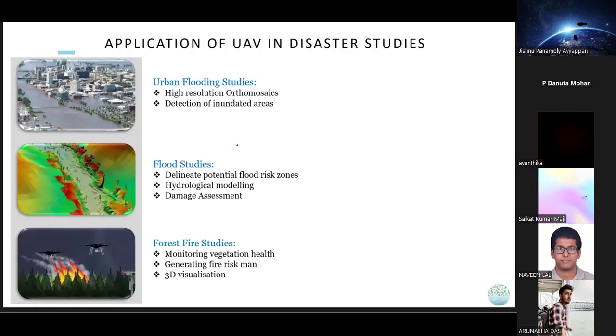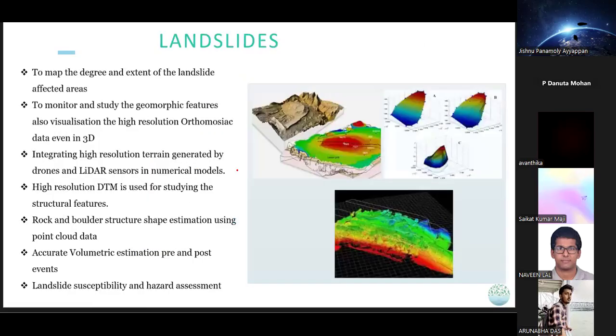And in flood studies also, I would like to add a point, that is, we can study about the amount of changes in the river dynamics that has been happening. We can detect the change in the course of the river and also the sedimentation processes.